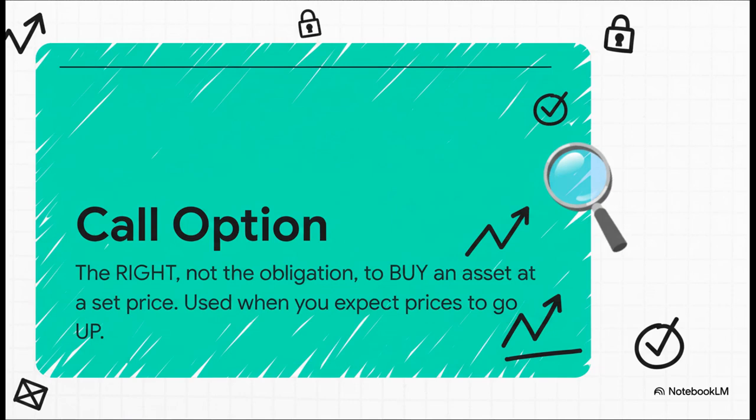So there are two basic flavors of options. The first is a call option. When you buy a call, you get the right to buy something at a price you lock in today. It's kind of like putting a non-refundable deposit on a hot concert ticket. You get the right to buy that ticket at its face value later, which is amazing if the show sells out and scalpers are charging a fortune. You use calls when you're bullish, when you think the price of something is going to go way up.